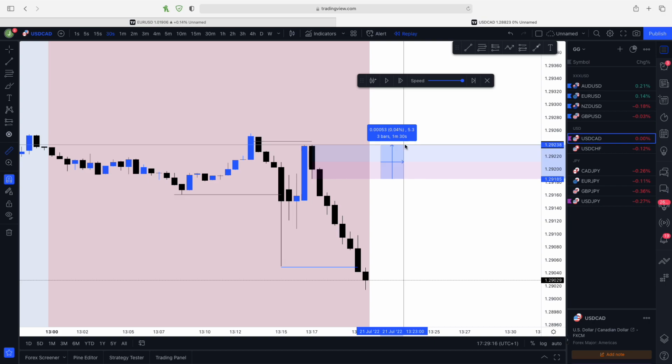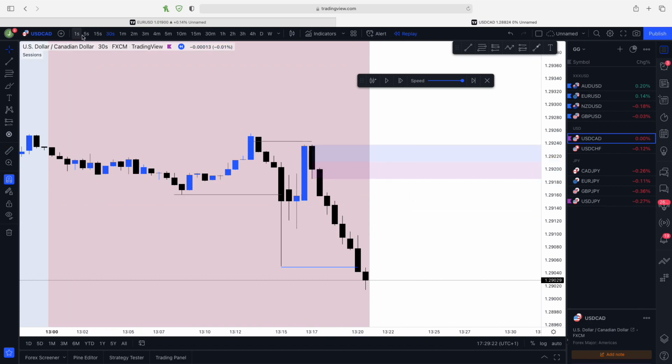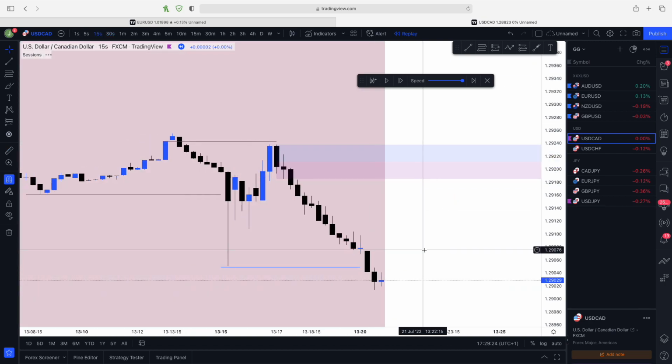Now, generally for me, I want anywhere between under a pip and like 2.5 as sort of the ideal situation. So we do need to refine this down again. Let's have a look at the 15-second.